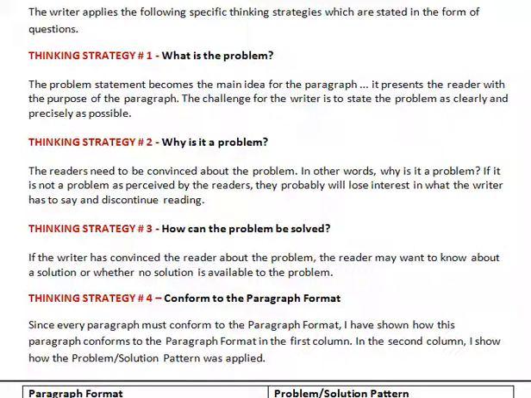Thinking strategy number 2. Why is it a problem? The readers need to be convinced about the problem. In other words, why is it a problem? If it is not a problem as perceived by the readers, they probably will lose interest in what the writer has to say and discontinue reading. Thinking strategy number 3. How can the problem be resolved? If the writer has convinced the reader about the problem, the reader may want to know about a solution or whether no solution is available to the problem.